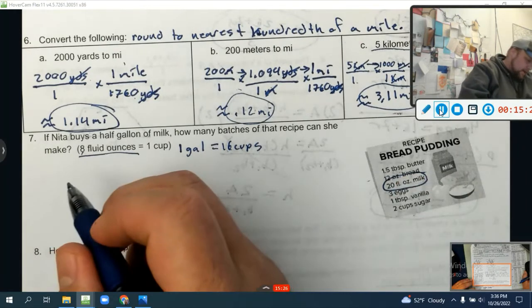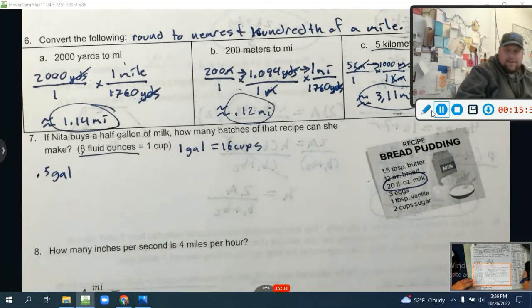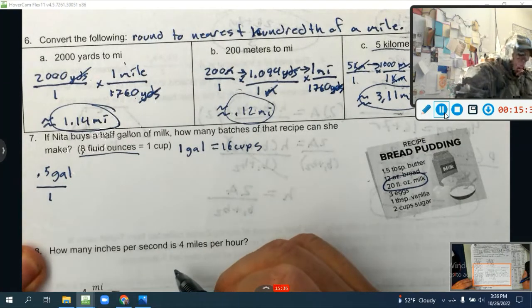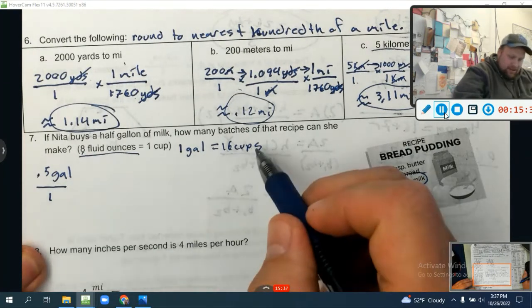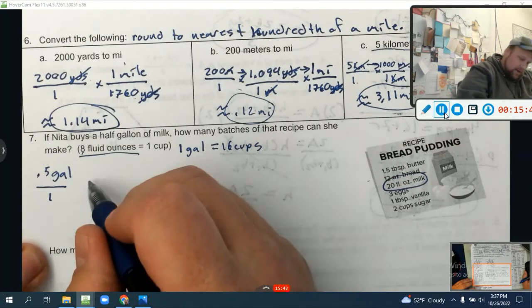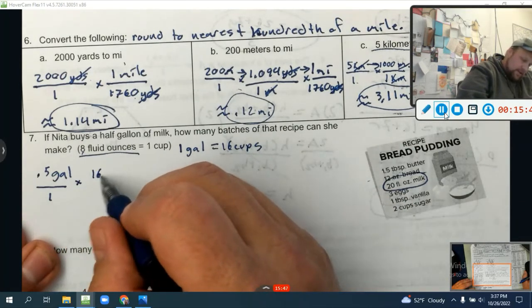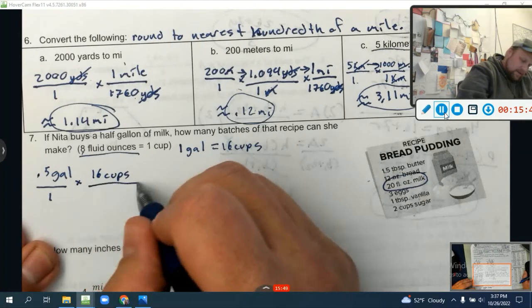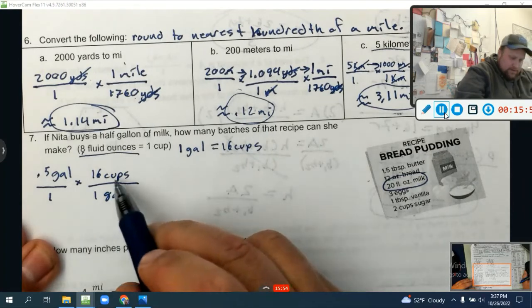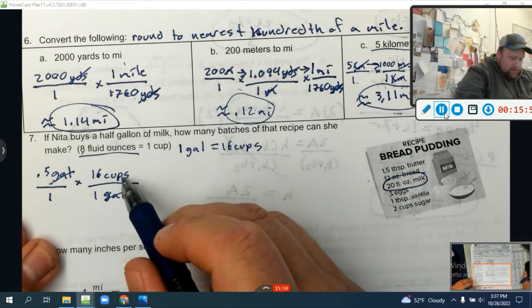So I'm going to have, all right, we have 0.5 gallons over 1. And what do I know? Well, if I can get this in terms of cups, then I know I can turn cups to ounces. So I want cups on top. I'm going to multiply that times 16 cups over 1 gallon, because there's 16 cups in a gallon. Now I've canceled out gallons. But I want to get rid of cups and turn it to ounces.